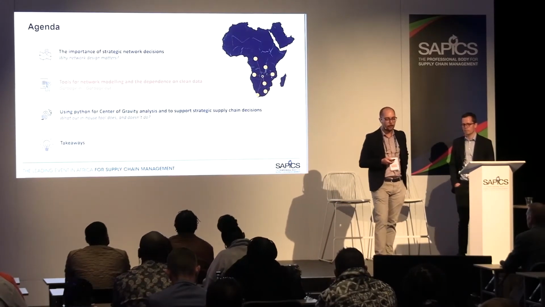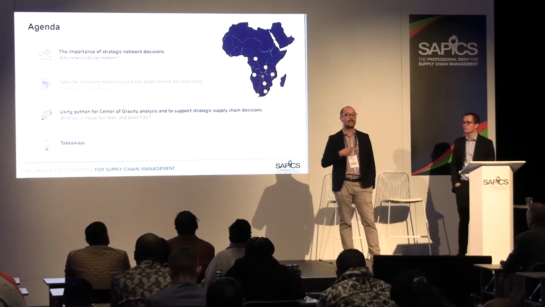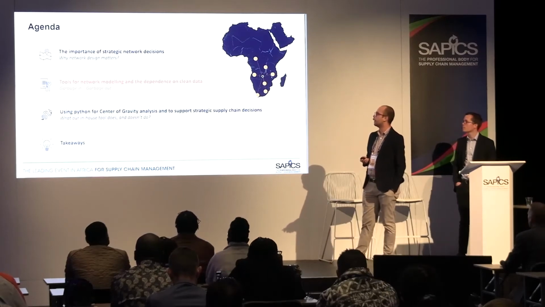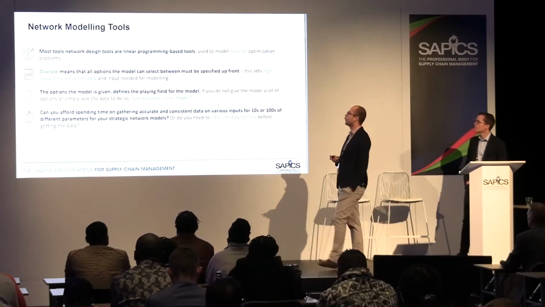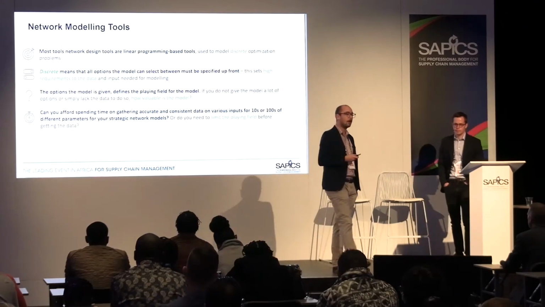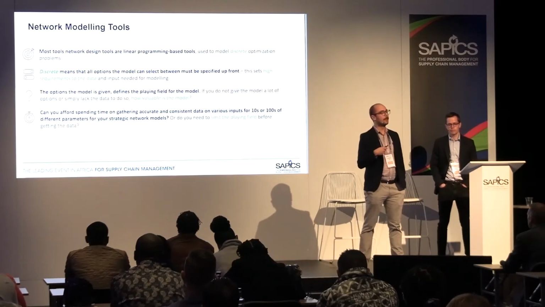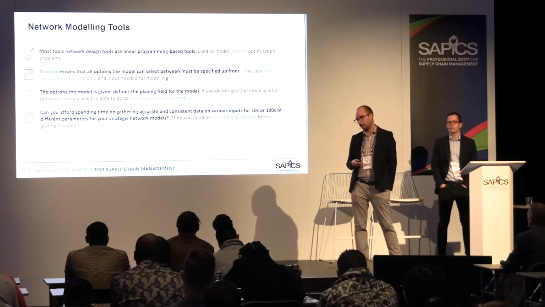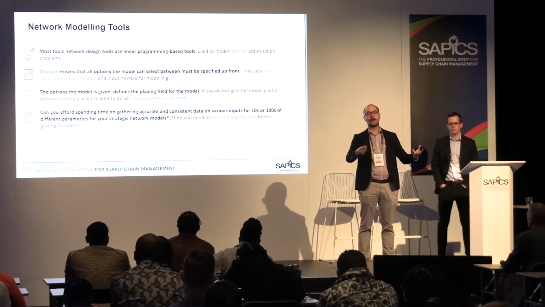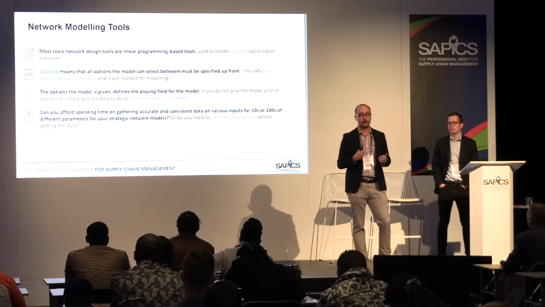So I'm quickly going to talk about tools for network modeling and the dependence on clean data, what the traditional tools are that we use, and why data is so important to network design decisions. So traditional network modeling tools are linear programming tools, and they are traditionally discrete optimization tools. And what we mean with discrete is that we specify the search space for the model. We tell the model what the options are.